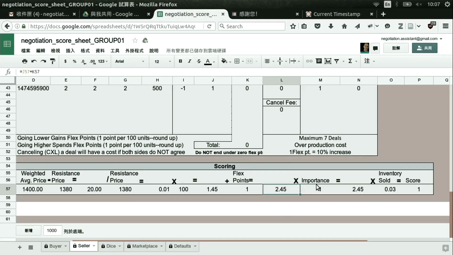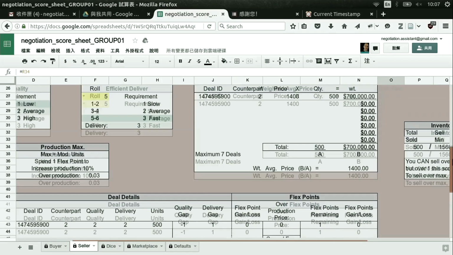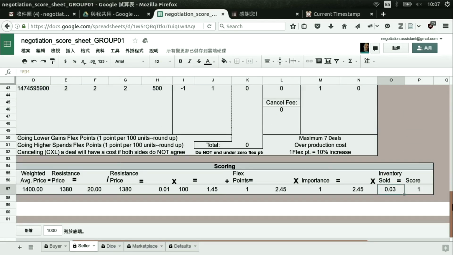And then we're going to times importance. So you can see importance is a big one. If we had a 2 importance, we would now be right over about 5. But instead we only have 1 importance, so we're going to stay at 2.45. And then times inventory sold. So how much of the inventory did I sell? Well, actually I only sold a little bit because I only put out there, how many was it? 500 units, I think. I'll look up here. 500 units. That's not many compared to my total. It's just 3% of the total.